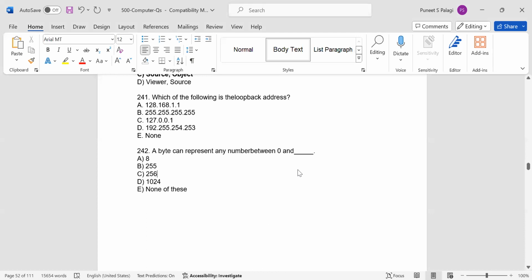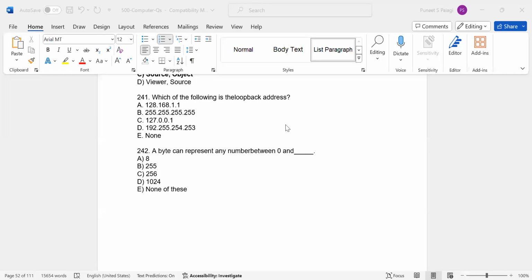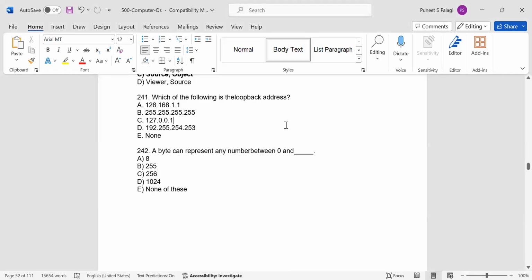Okay, welcome back. Let's move to the next question. Which of the following is the loopback address? So see the address there and identify the loopback address. So the right answer is option C.